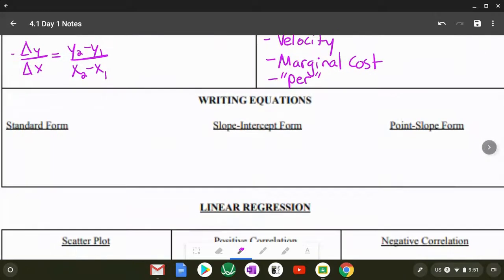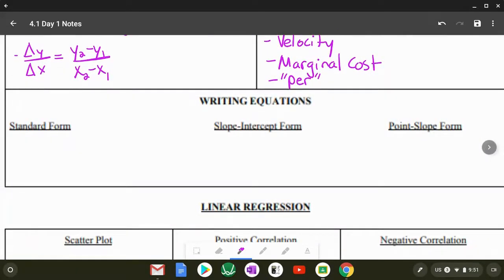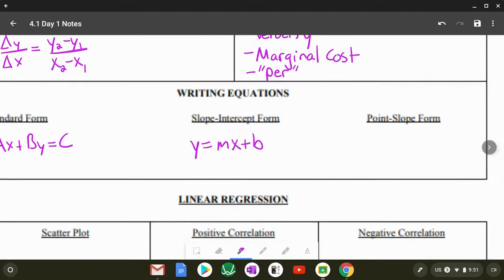You guys have seen these in the past, so just remember when you're writing equations, standard form is ax plus by equals c. Slope-intercept form is your y equals mx plus b. We already saw that up top. Point slope form is your y minus y1 equals m times x minus x1.